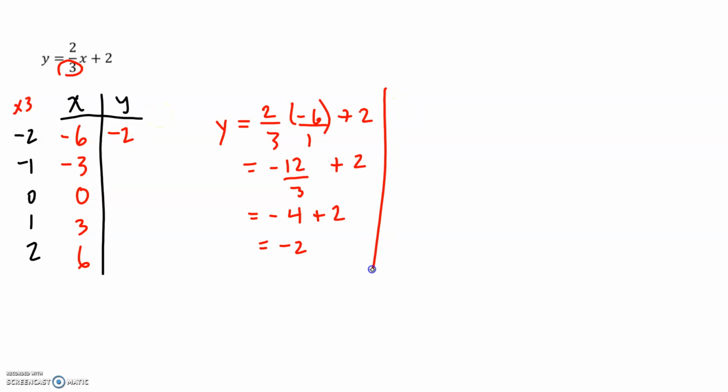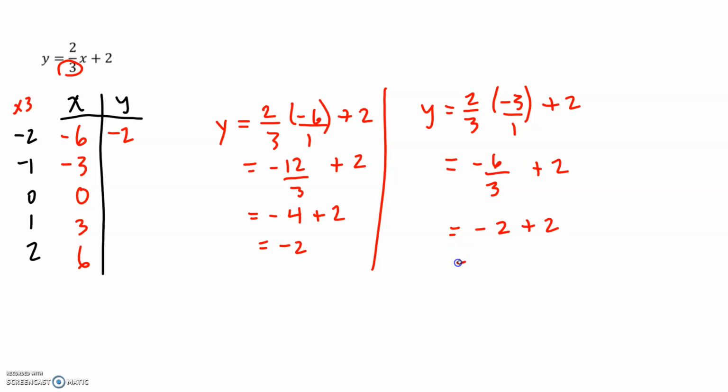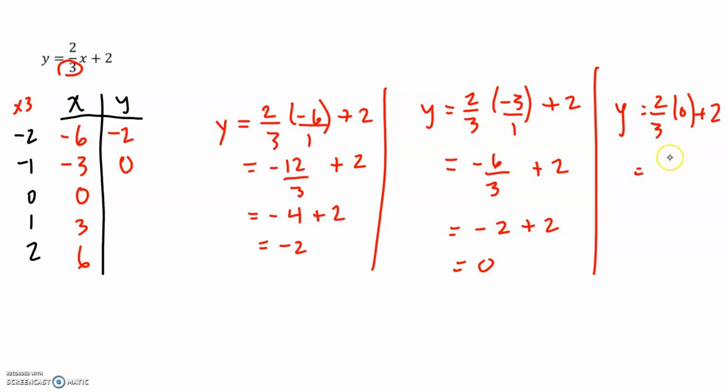Okay, let's do the same now for -3. So I have y equals 2/3 times -3 plus 2. So that would be -3 over 1. That's -6 over 3 plus 2, which again goes in beautifully when we divide to -2 plus 2, and I have 0. Okay, we'll sub in 0 now. So y equals 2/3 times 0 plus 2. So we know 2/3 times 0 is just 0, plus 2 is 2. And I can see the pattern. I'm going up by 2 each time, so that's 4, and that has to be 6.